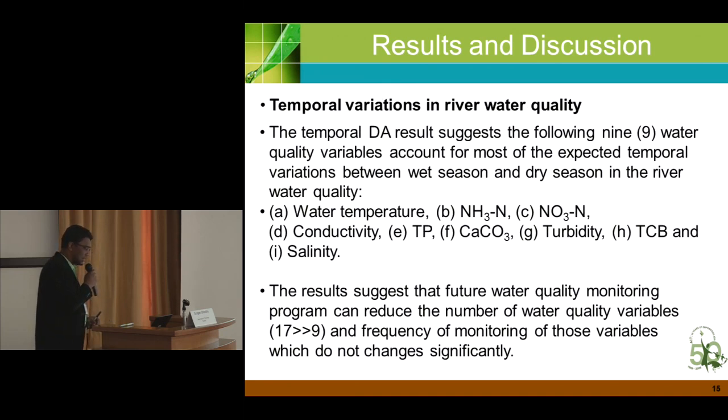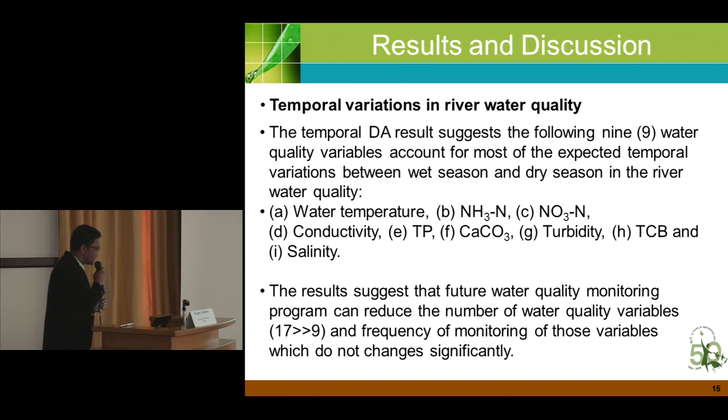We also analyzed the temporal variation in river water quality. So we decided to choose the wet season and dry season. We tried to see, between the wet season and dry season, which water quality variables change significantly. So we employed discriminant analysis, and the result was that out of the 17 water quality variables, 9 water quality variables vary significantly between the two seasons, that is the wet season and the dry season.